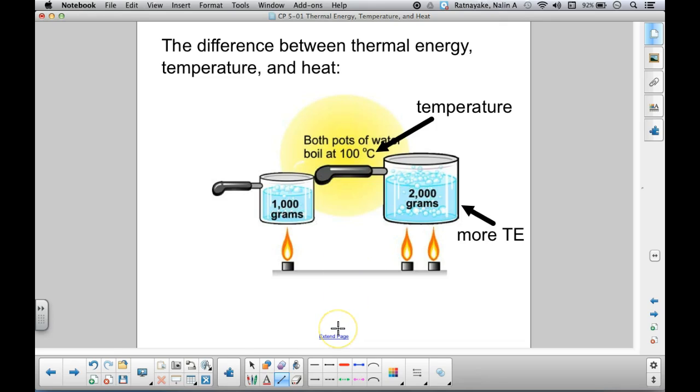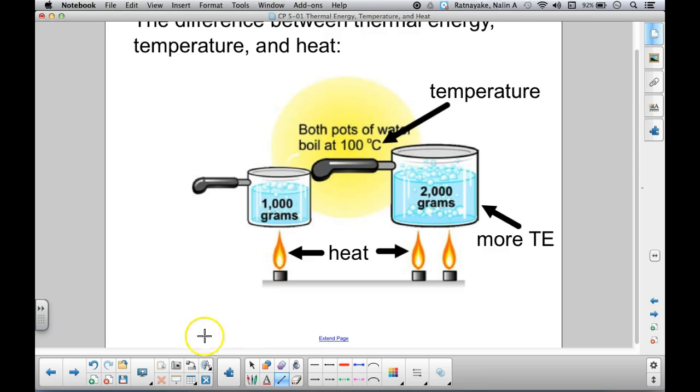Okay? And how are we getting thermal energy into each of these pots? Where is that energy coming from? It's coming from these flame jets down over here, and those gas jets are adding thermal energy to the system, and they're doing so by applying heat. They are moving thermal energy from the burner to the pot, from the burner to the pot over here as well. And that transfer of thermal energy is called heat.